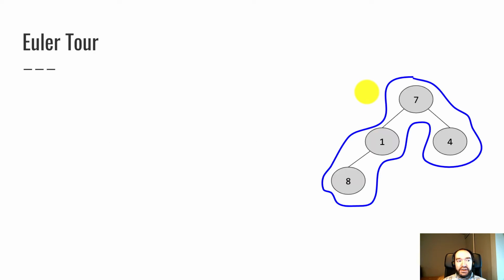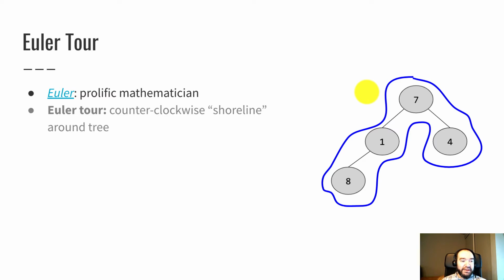The three that we're covering here are based on something called the Euler Tour. Euler was a prolific mathematician, and I should mention his name is pronounced like that, Euler, like oil. And the Euler Tour is a way he came up with of visualizing one of these tree traversals.